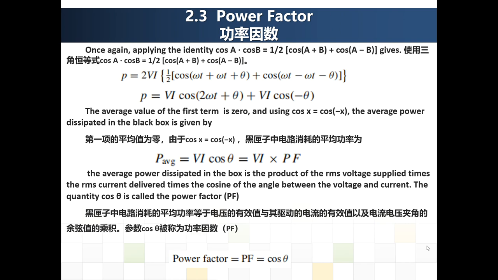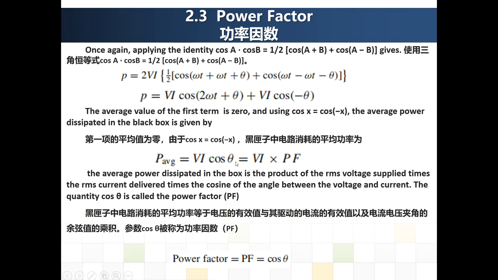Then we apply the trigonometric identity. We can obtain P equal to VI cosine(2 omega t plus theta) plus VI cosine(minus theta). Since the average value of the first term, VI cosine(2 omega t plus theta), is equal to 0, and cosine x is equal to cosine minus x, the P average is equal to VI multiply cosine theta.